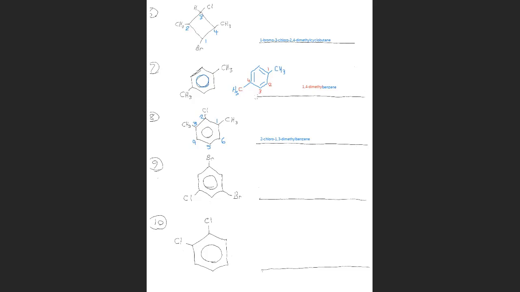All right, so now let's do a little bit with naming and drawing alkenes, and then I want to try to get to isomers and distinguishing between isomers. So let's take a second, and I'm going to go ahead and share whiteboard. Okay, so alkenes.